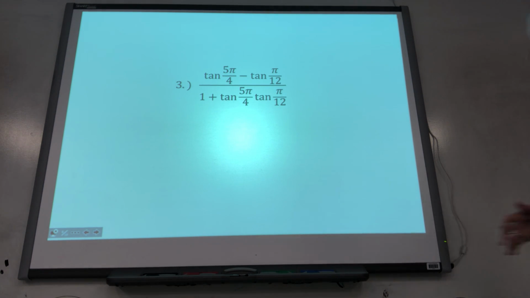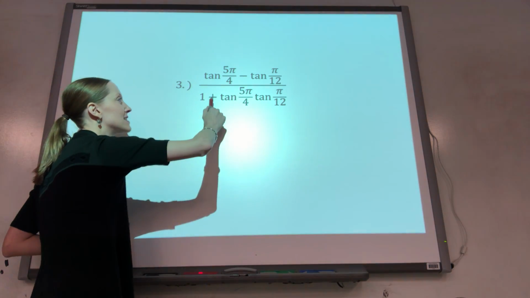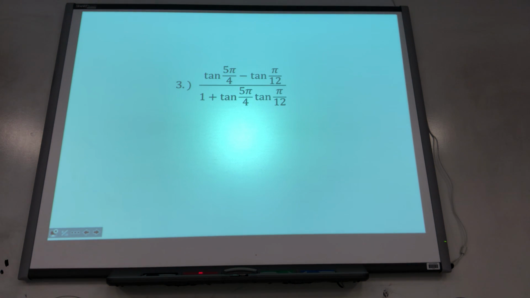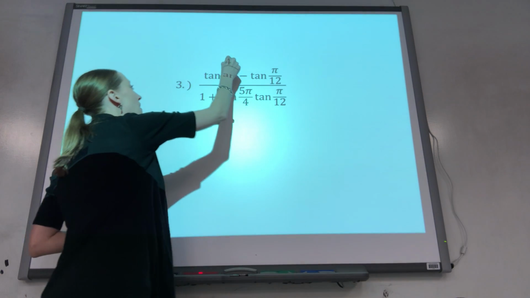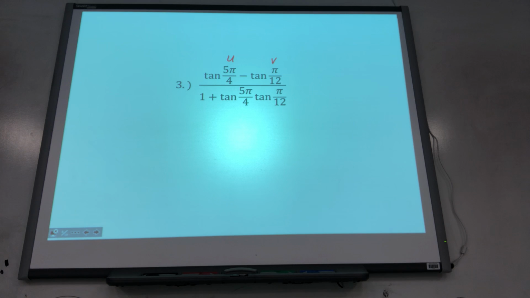Now I already know it's tangent. That's pretty obvious. You've got tangents all over the place, but we need to pay attention to the signs. There's a minus on top, plus on bottom. Minus on top, plus on bottom. This is matching up to the tangent of U minus V. And U in our problem is 5 pi over 4. V is pi over 12.